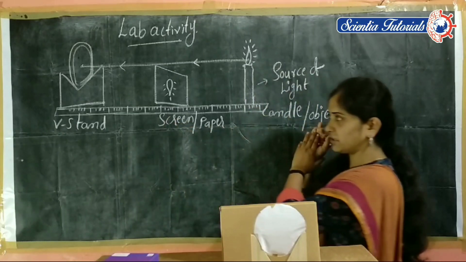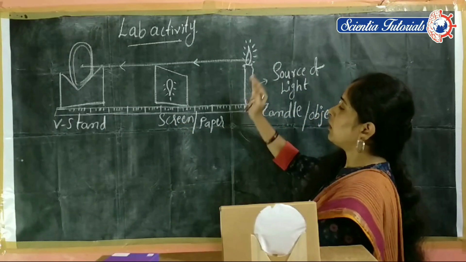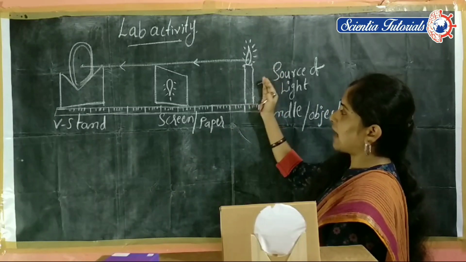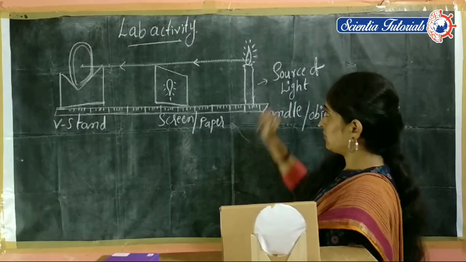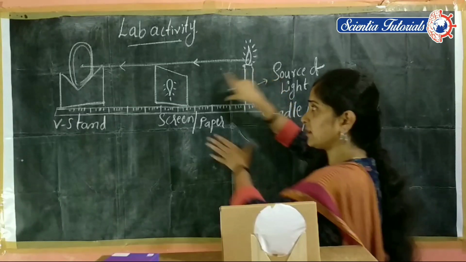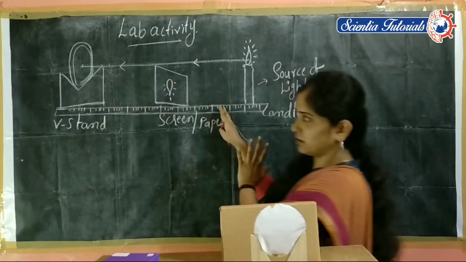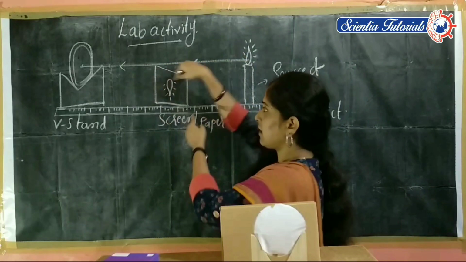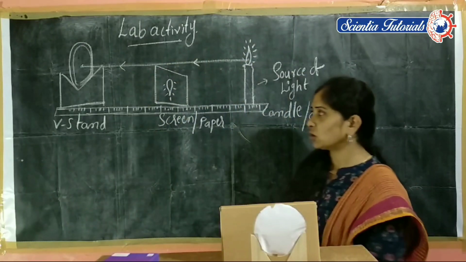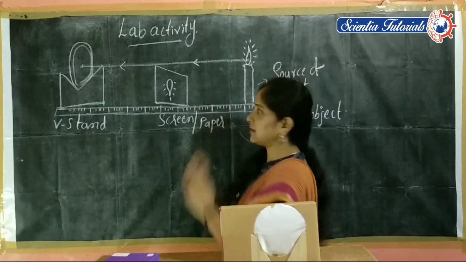Actually, in this lab activity, what will we observe? Here we have to place the candle after the paper, in different positions, at different distances from the concave mirror, and observe the image of this candle on this screen. This is the process that takes place in this lab activity.